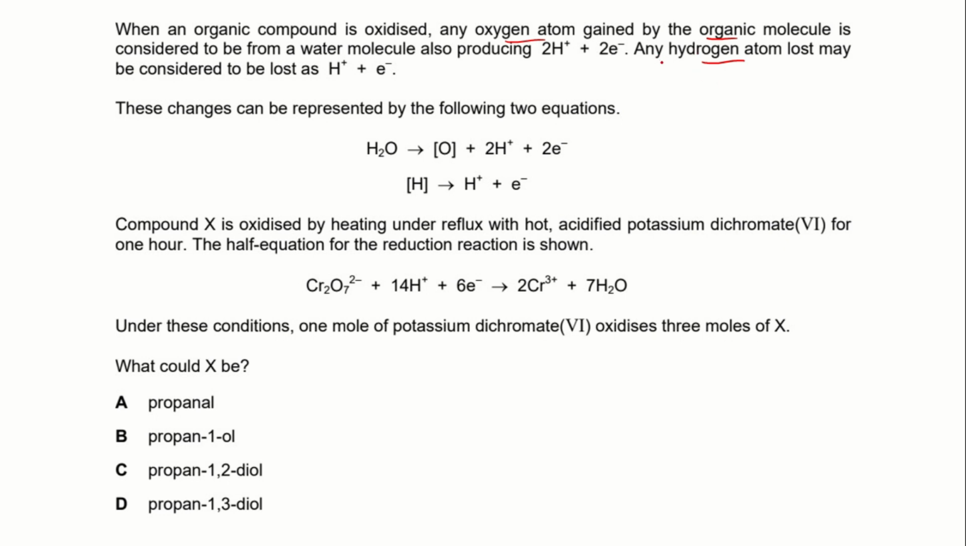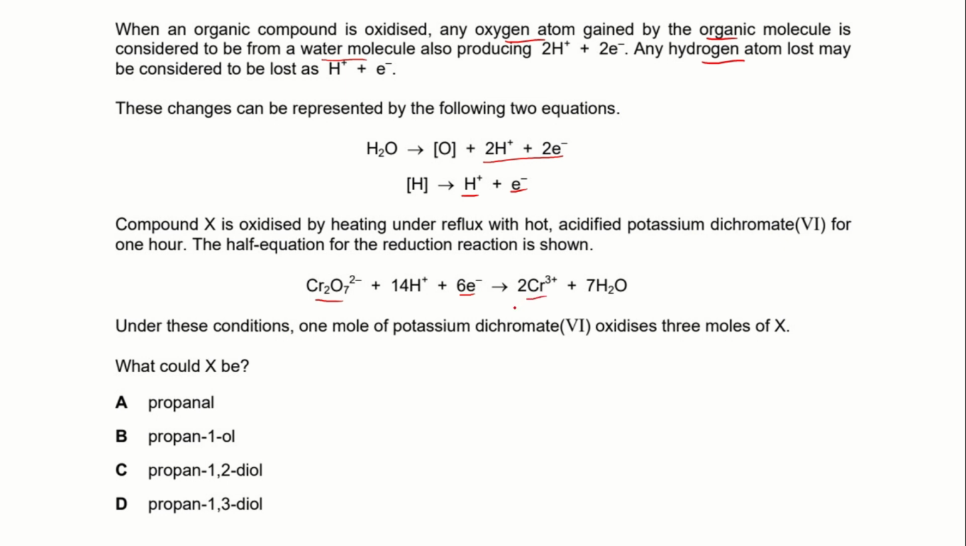When they gain an oxygen atom, the oxygen atom is from one water molecule. At the same time, two H+ and two electrons are produced. If a hydrogen atom is lost, one H+ and one electron will be produced. These electrons are accepted by the oxidizing agent, potassium dichromate(VI) in this case. One mole of potassium dichromate(VI) will accept 6 moles of electrons to be reduced.